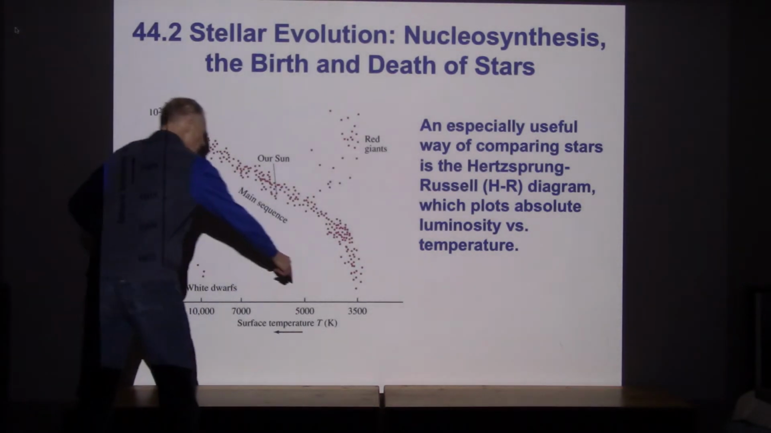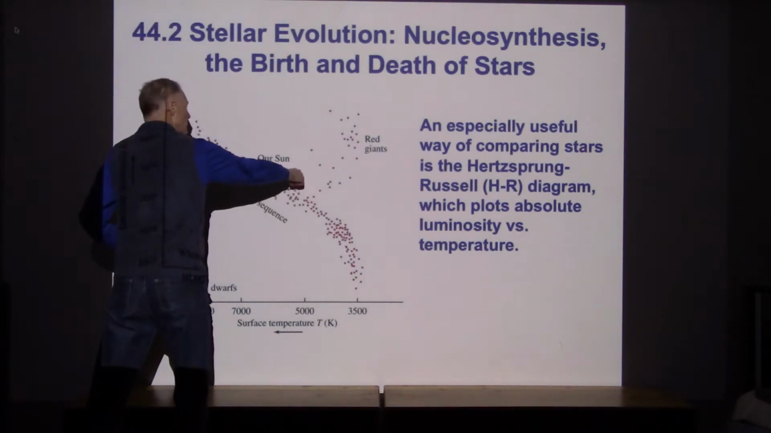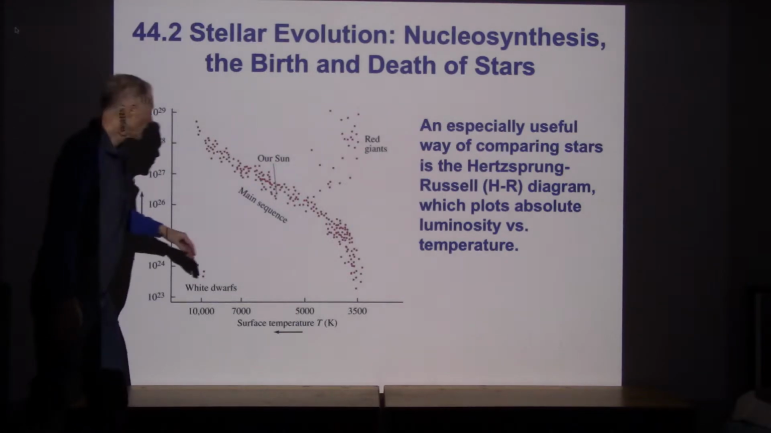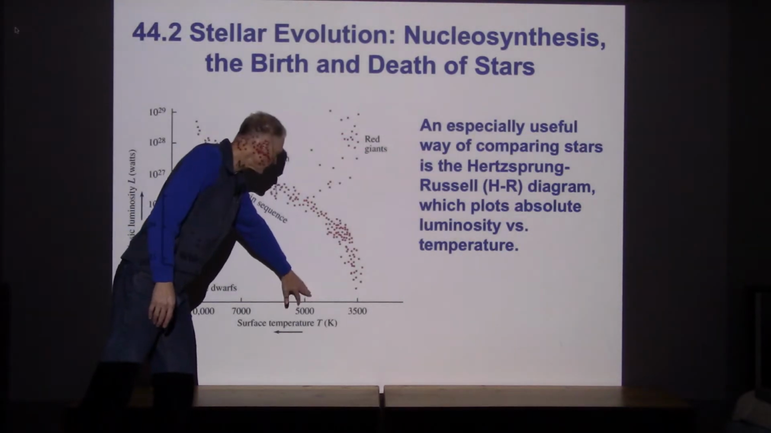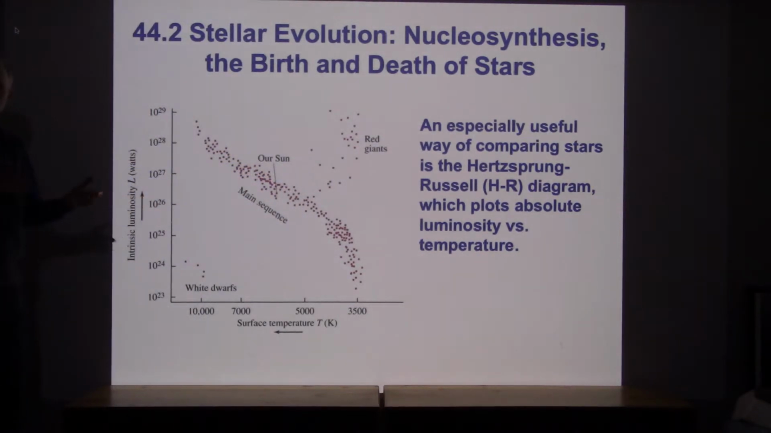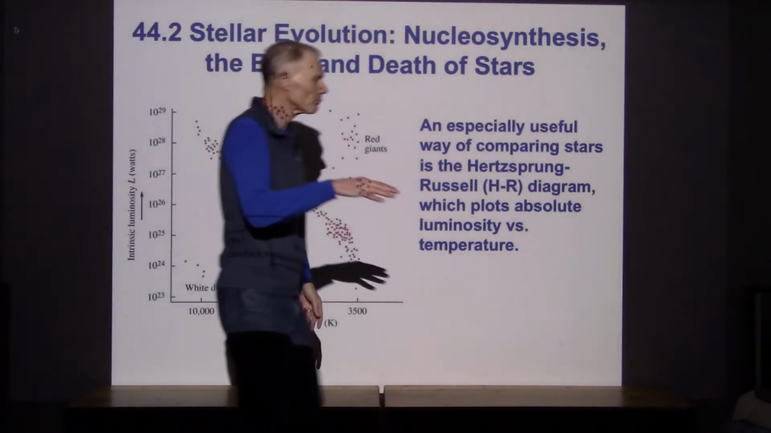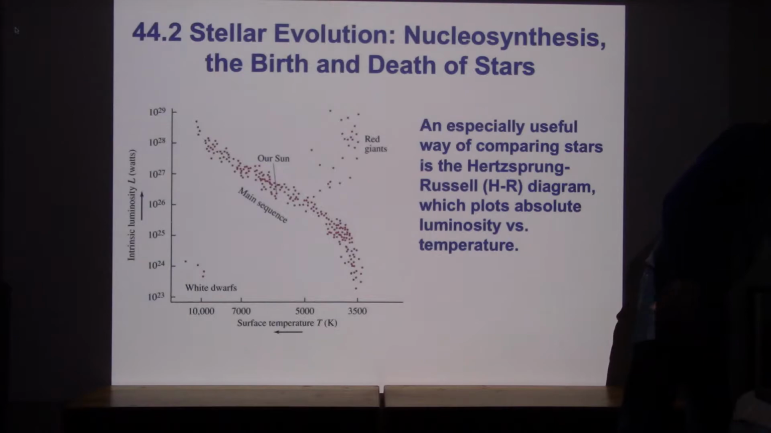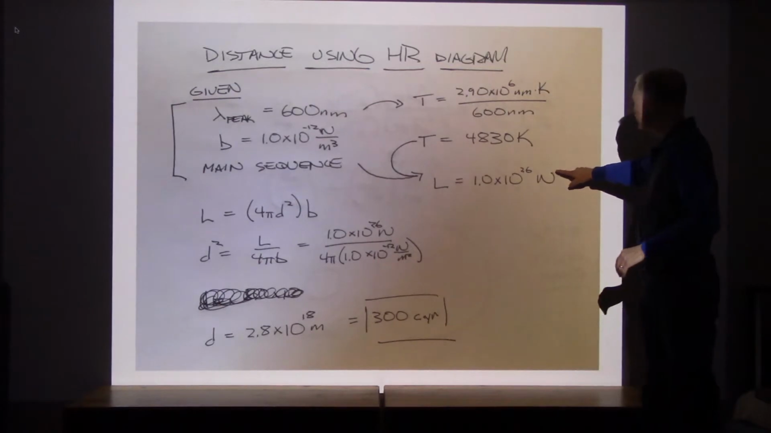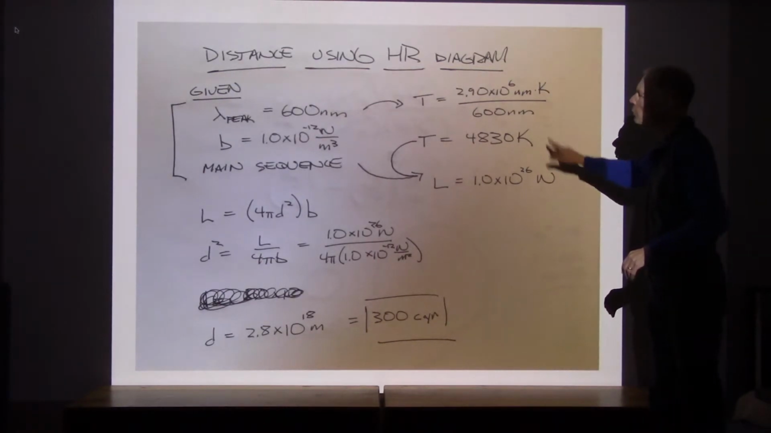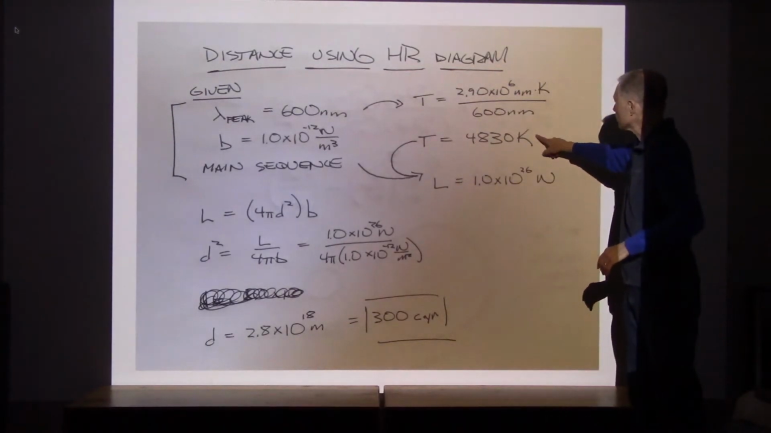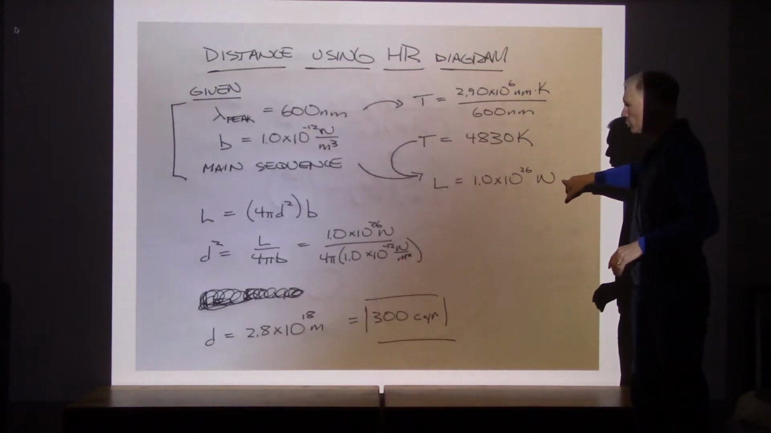So the idea is, from the surface temperature alone, that comes up to a unique location in the HR diagram. All the stars that are at 4,800 kelvin surface temperature are pretty much at a luminosity of somewhere around 10 to the 26. So that's using the HR diagram to come up with this value right here. We haven't used the brightness yet. It's just the fact that it's a main sequence star at 4,830 kelvins that gives us this luminosity.